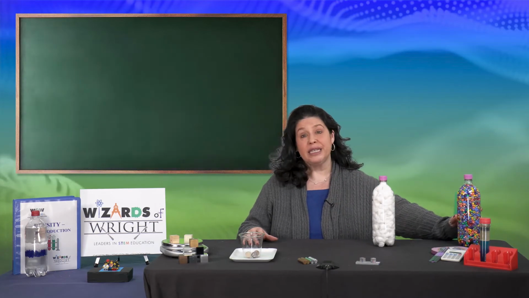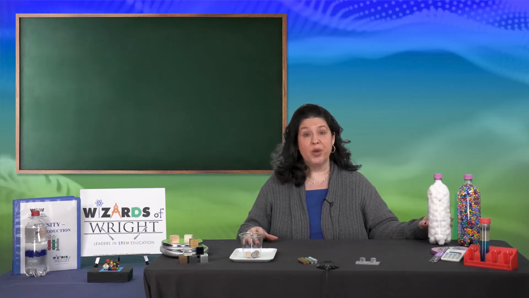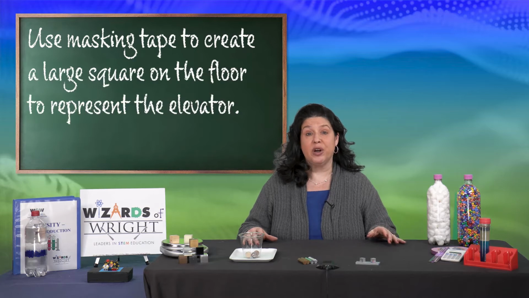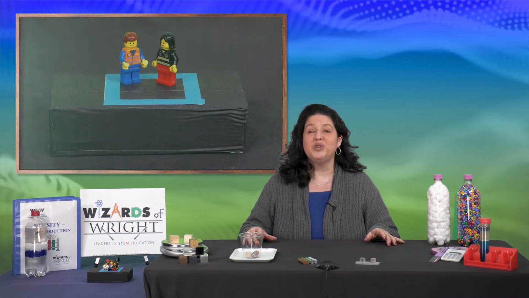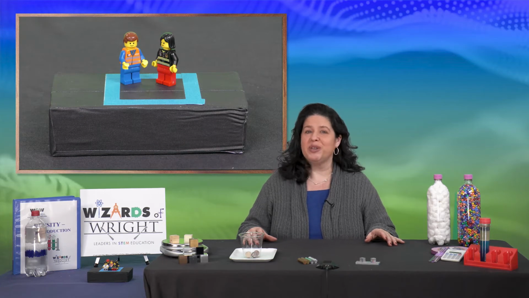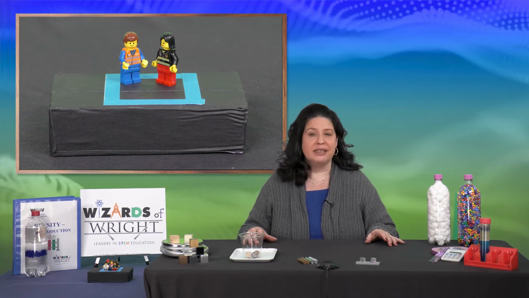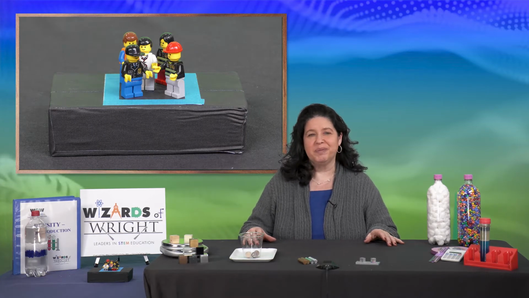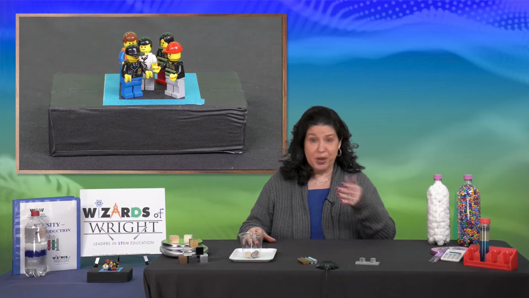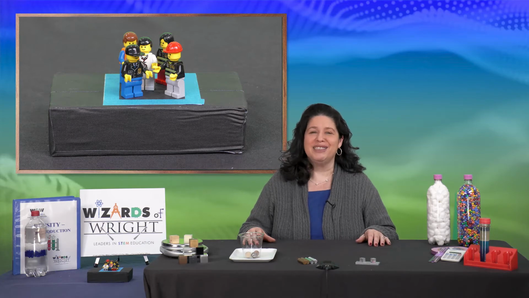Teachers, if you'd like to have a visual for the elevator example, use masking tape and create a large square on the floor representing the elevator. Have 2 students stand in the square and show how much room there is. Change the density by continuously adding students until it is very crowded. If you want to do this activity, go ahead and pause, and we can continue in a bit.